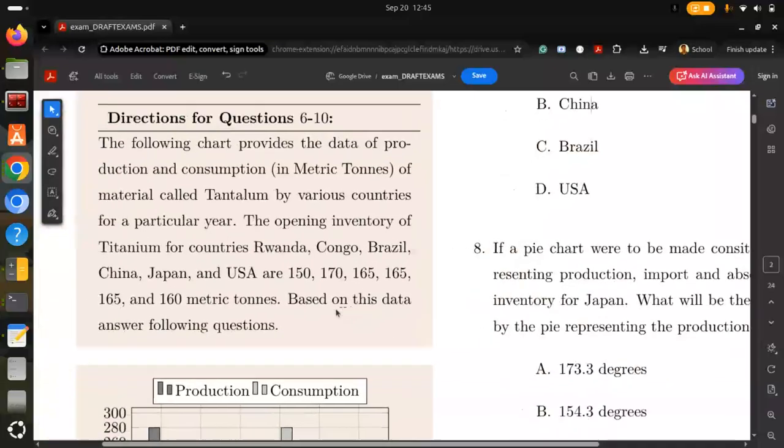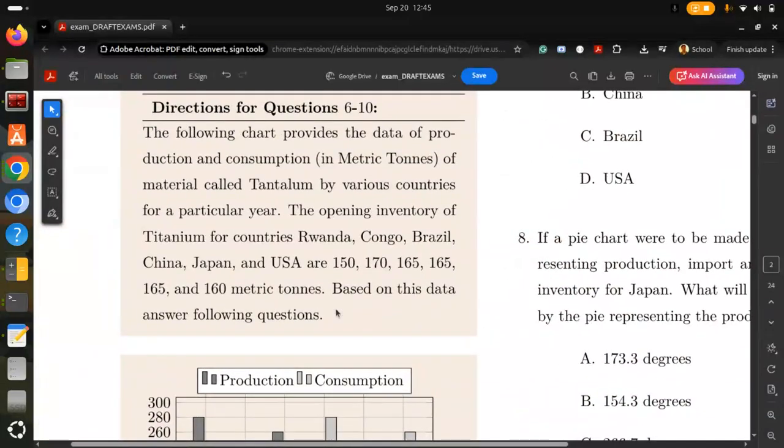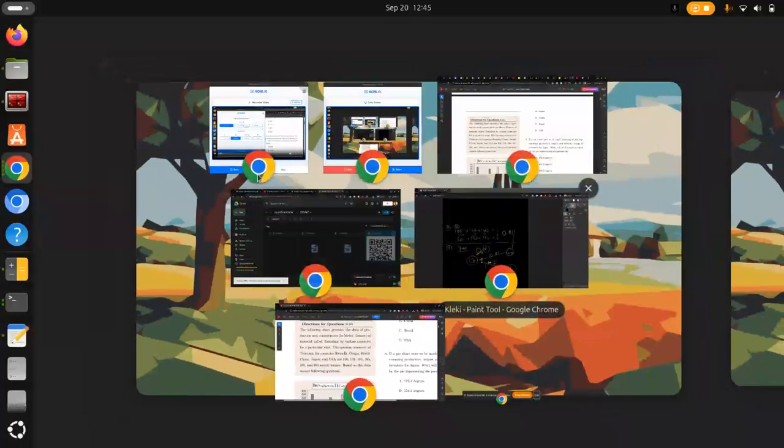So with this, I think I solved all the questions in this set. That's it. I hope you like this data interpretation question. It is in a way difficult, but actually it is easy.